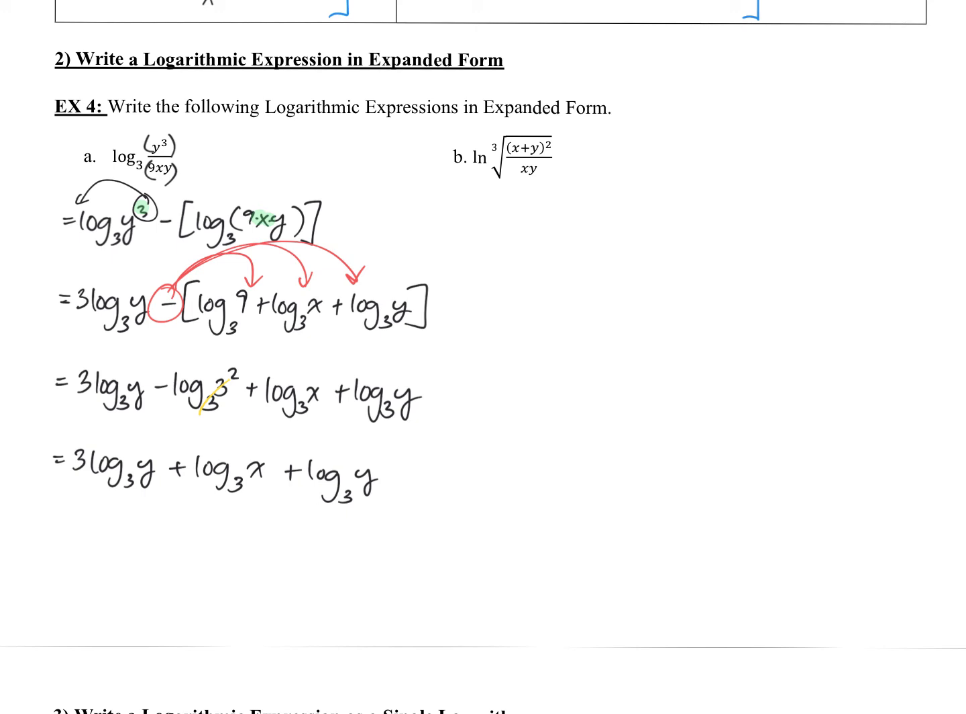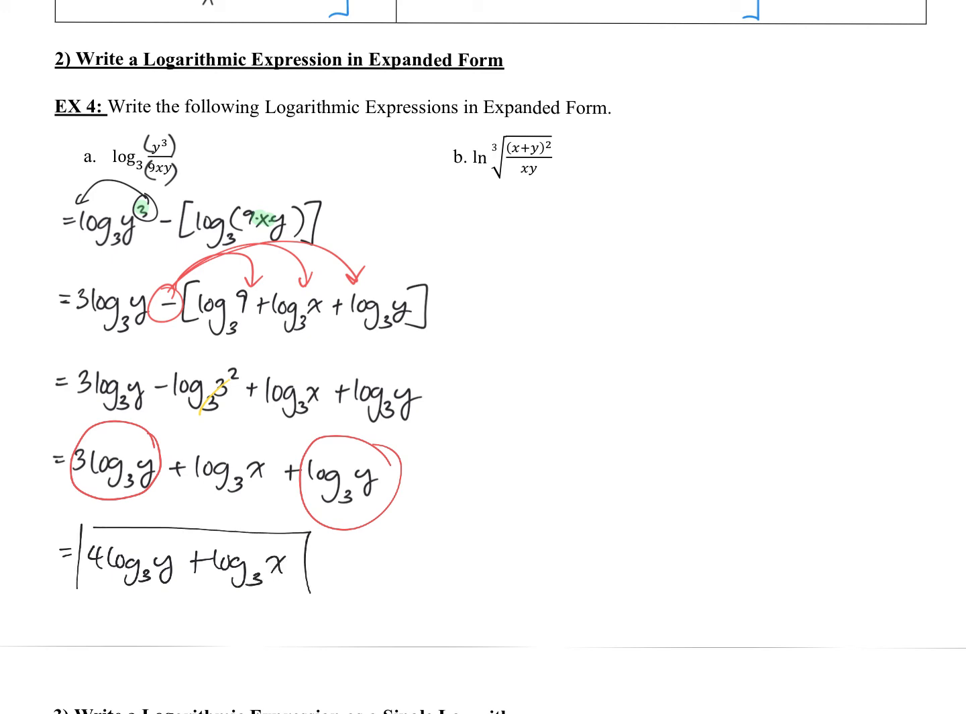Any divisions or multiplications in the arguments? No, they're all good. The only thing I can think of as simplifying is that we have two different log base y's. We have 3 log base y's here plus 1 log base y there. So how many in total do we have? We have 4 log base 3 of y's plus log base 3 of x. And there we go.